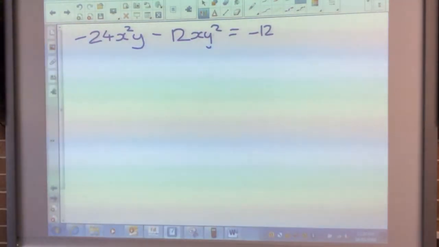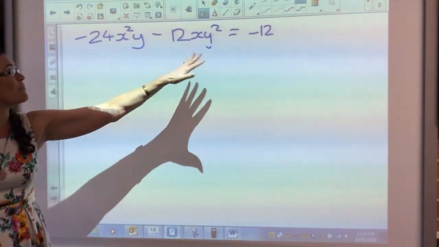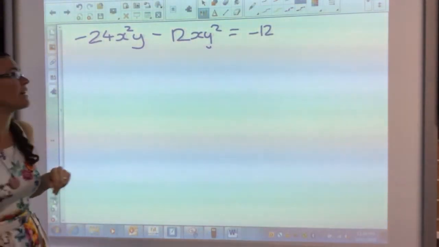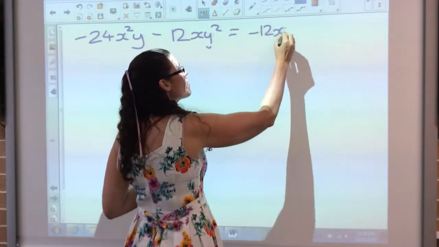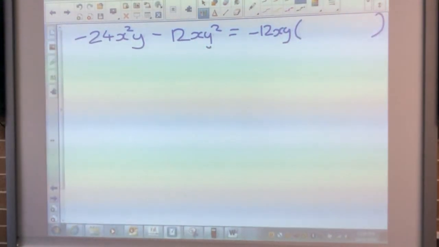What about the letters? Be careful here. What letters can come out? X and Y. There is an X and Y in both of them. There's two X's here, but there's only one over here. And there's two Y's here, but there's only one over here. So one X and one Y can come out. So minus 12xy is the highest common factor that can come out the front.